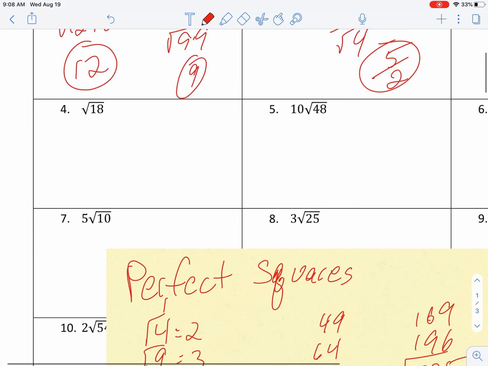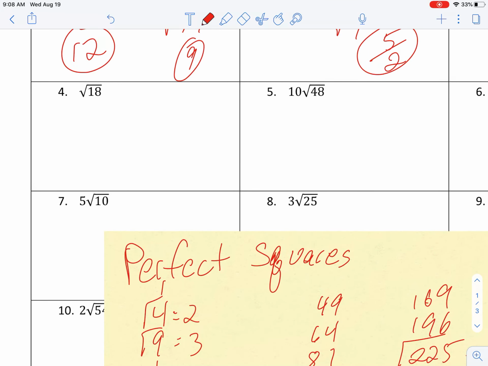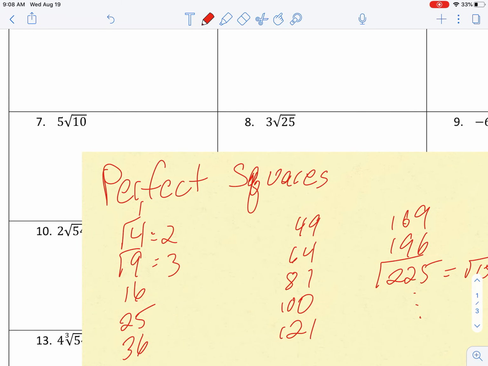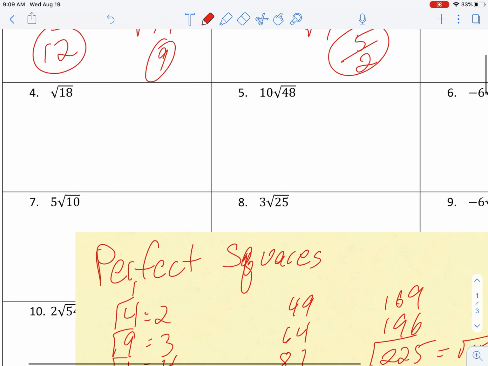Okay, so now we get to example 4. 18, what's the square root of 18? Is 18 in my perfect squares column? No, it's between 16 and 25. We know the square root of 16 is 4. We know the square root of 25 is 5. So it's not a nice number. It's not a whole number there. So 18, how do we deal with that?